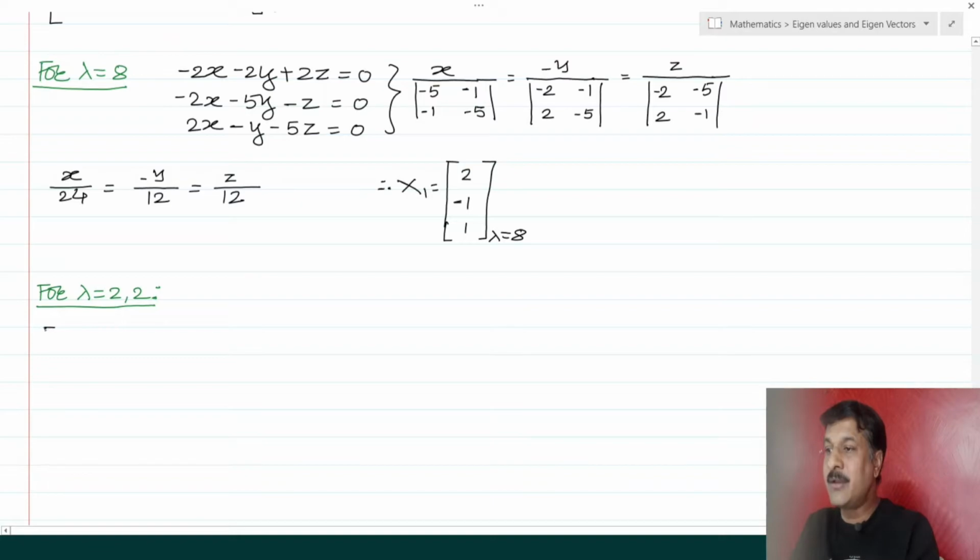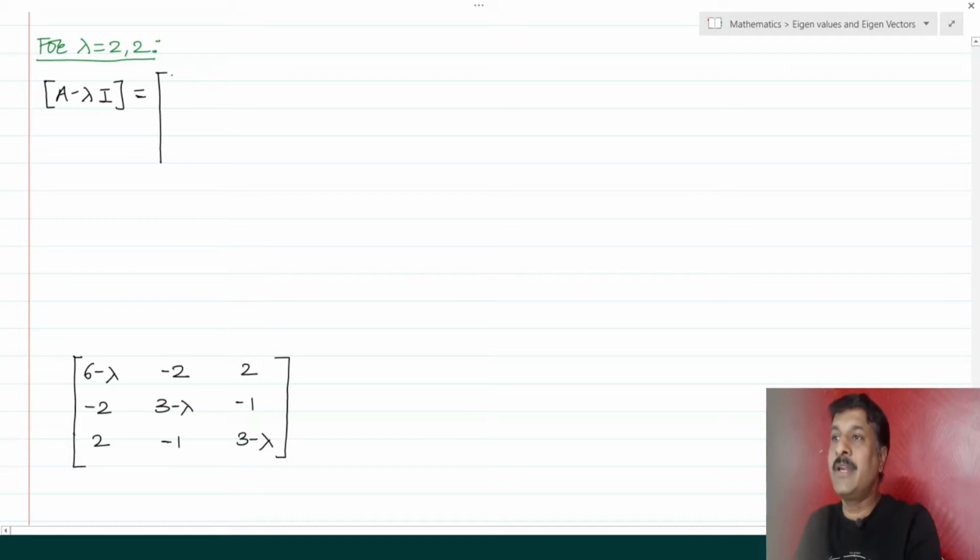So what is the rank of A minus lambda I? First you write this for lambda equal to 2. So what is this matrix? So I am getting here 4, minus 2, 2; minus 2, 3 minus 2, it is 1, minus 1; then 2, minus 1, 3 minus 2, it is 1.